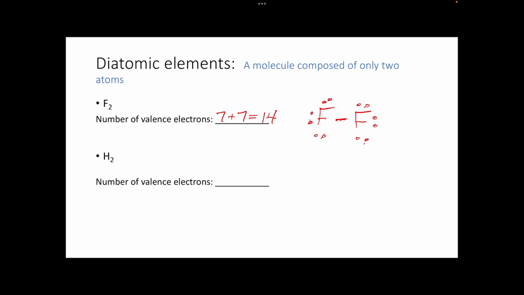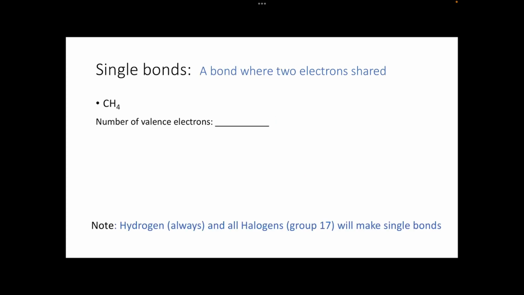So 2, 4, 6, 8, 10, 12, 14 electrons. And we are done. Now, if we look at H2, we only have 1 plus 1 valence electrons. We have 2. All right, so if we draw hydrogen, this is the simplest one. Just has a bond between them. We have the 2 electrons in the bond, and we are done. All right, single bond. So this is a bond where just 2 electrons are shared.